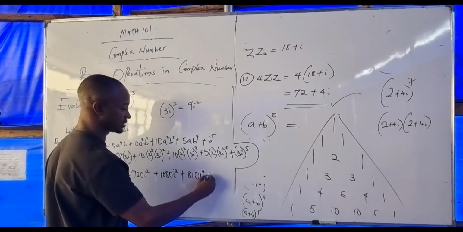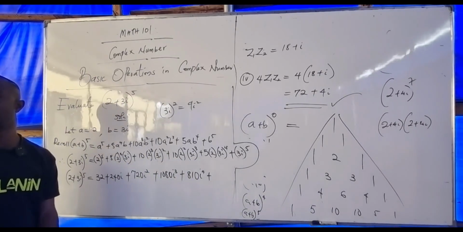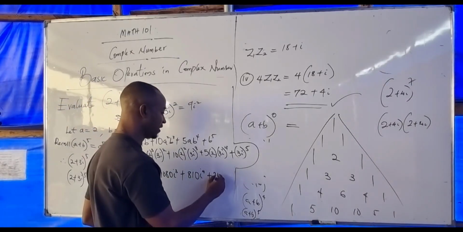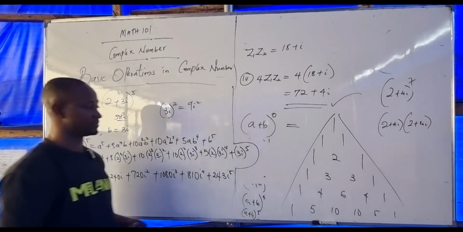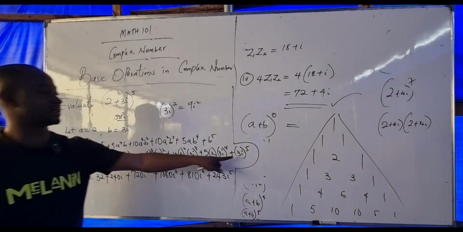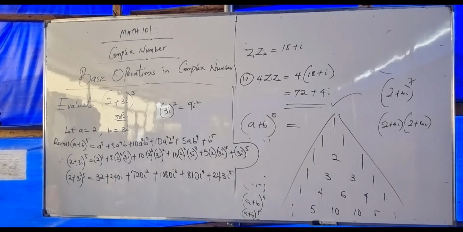Let's go. Plus, what is 3 raised to the power 5? 243. 3 raised to the power 5 is 243, i raised to the power 5. Are you sure? Hope you know how you got this. 3 i raised to the power 5. Okay. Now let's evaluate further.